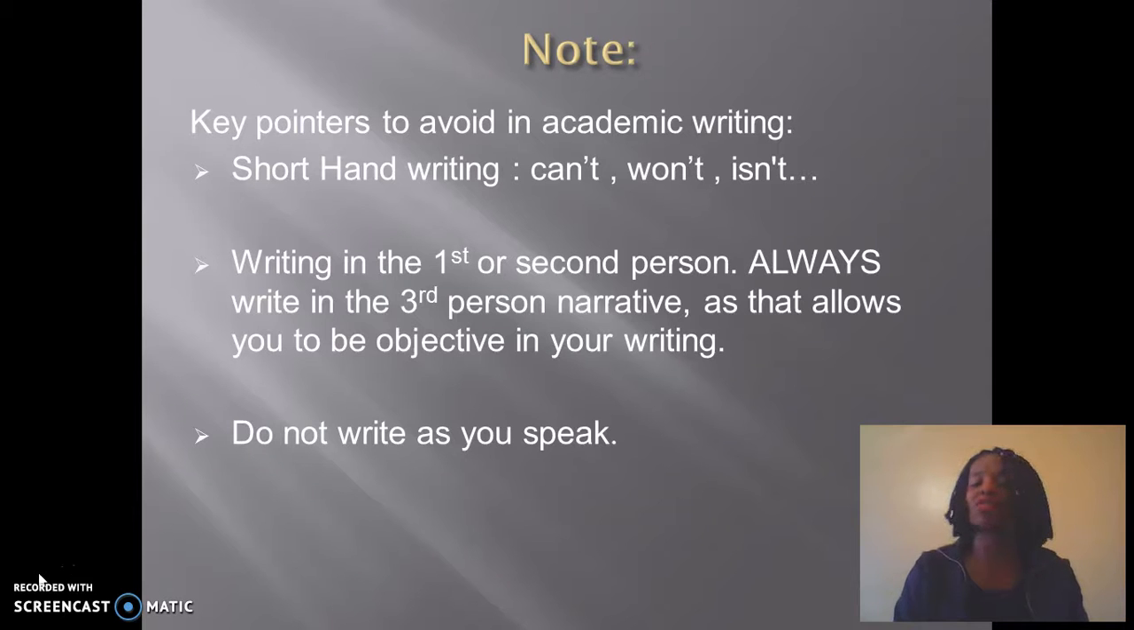You always write from the third person narrative because it allows you to be objective. First person and second person narrative, you are being subjective, and that is not good in essay writing. You need to always write as an outsider. You do not write as you speak. Just because you say it and it sounds right and it is accepted amongst the people around you, doesn't necessarily mean that it's accepted in academic writing.